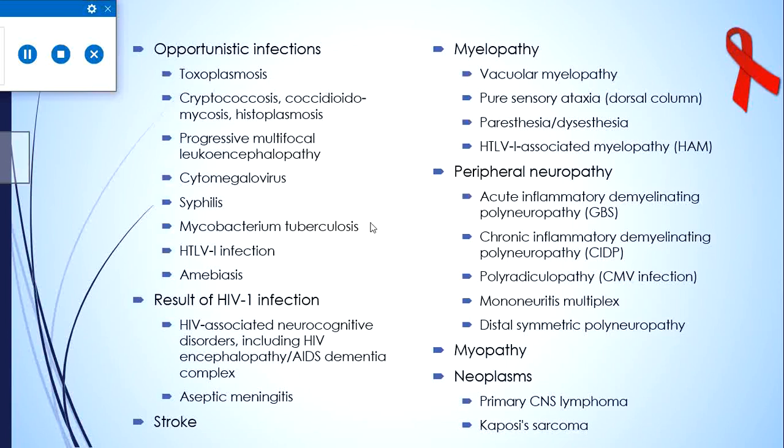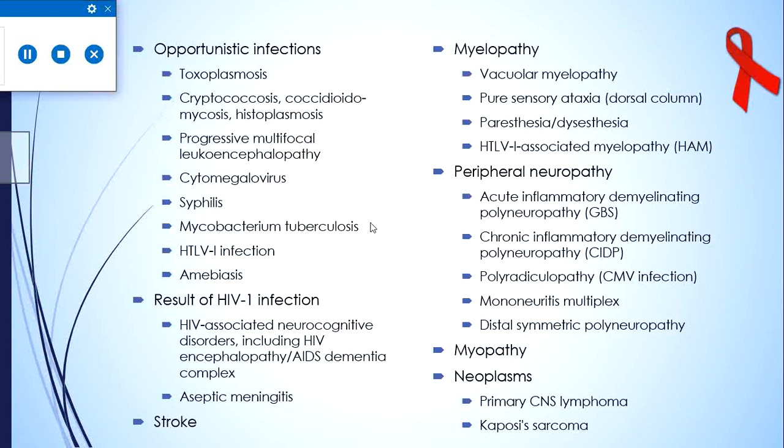or by the accelerated atherosclerosis, which is commonly seen in HIV-infected patients. Then there are different types of myelopathy which can manifest in these patients. The most important is vacuolar myelopathy, usually presents with a picture like subacute combined degeneration with spastic paraplegias and peripheral neuropathy. Then it may manifest as pure sensory ataxia when dorsal column only are involved. Then HTLV1 associated myelopathy, which also presents with spastic paraplegia.